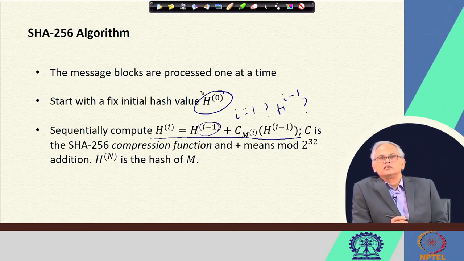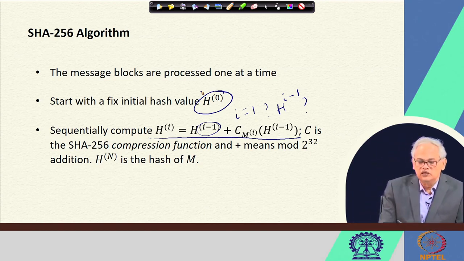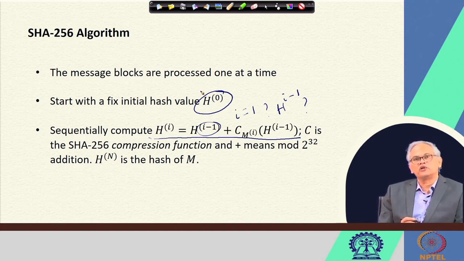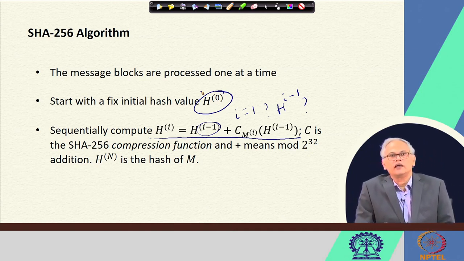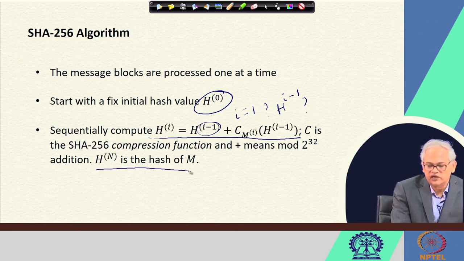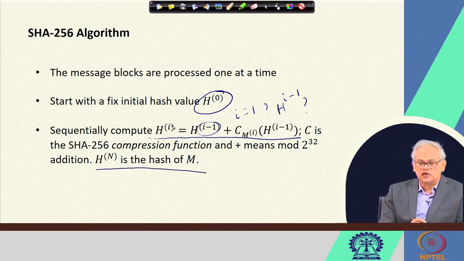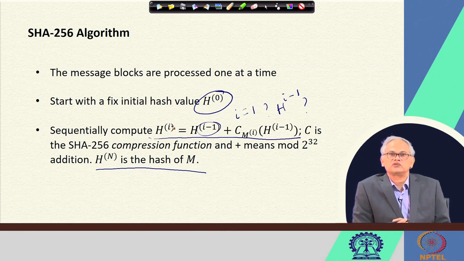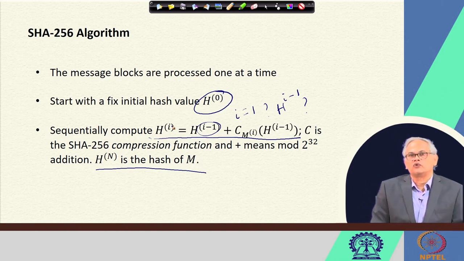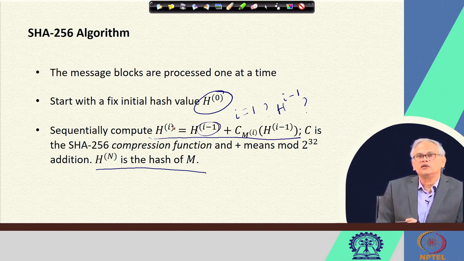So, we consider a fixed initial hash value H0, and then we sequentially compute Hi using this particular formula. What is C here? C is the SHA-256 compression function, and plus means modulo 2 raised to the power 32 addition, and Hn is the hash of M. So, that means I first get H1 from H0, as you can see from this relationship, and H0 is fixed as an initial value of the hash. Then from H1 we can get H2, and from H2 we can get H3, and so on, and finally we will get Hn, which is the hash of M.